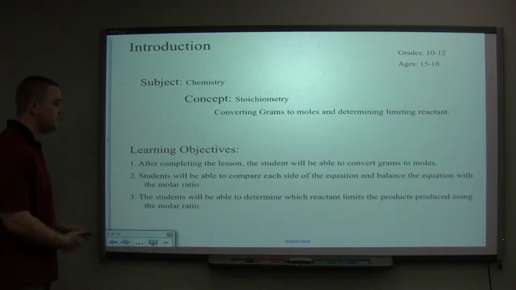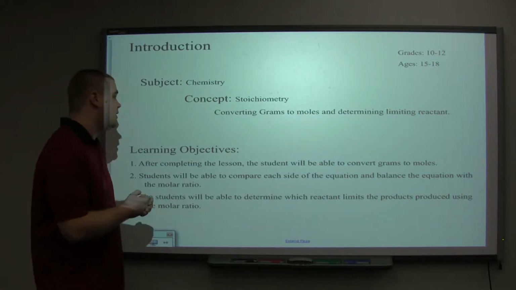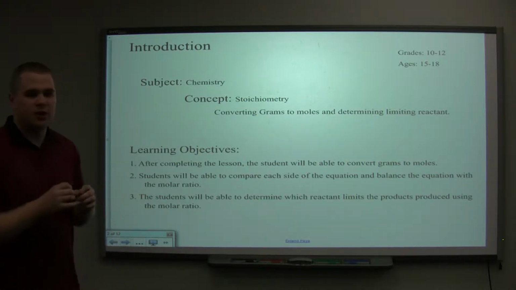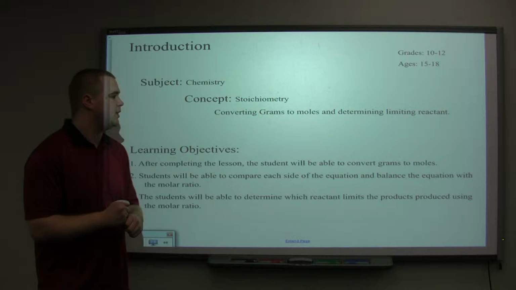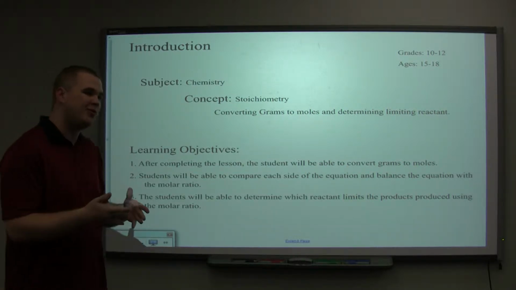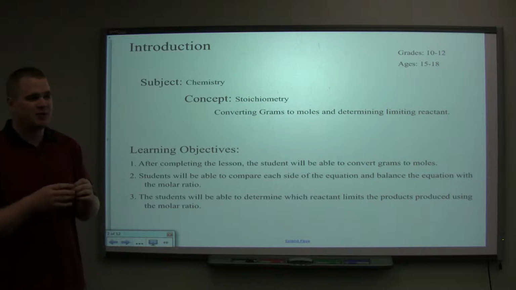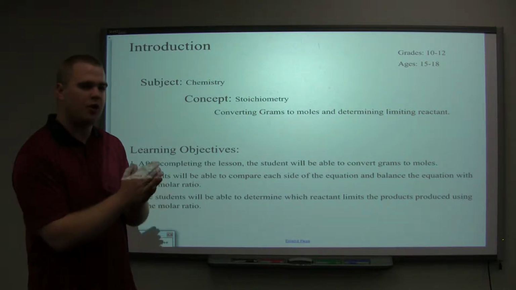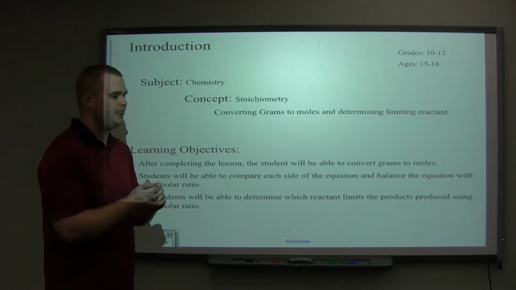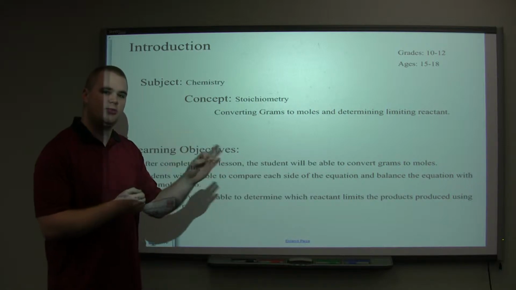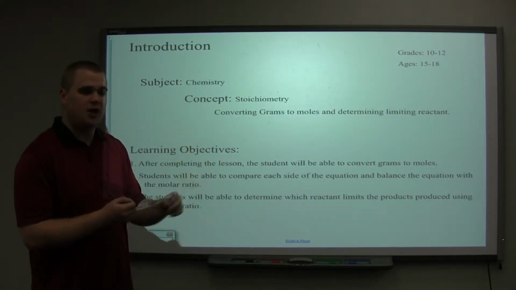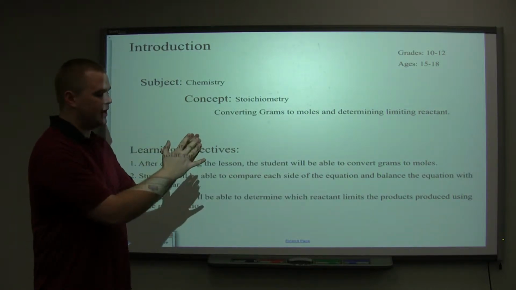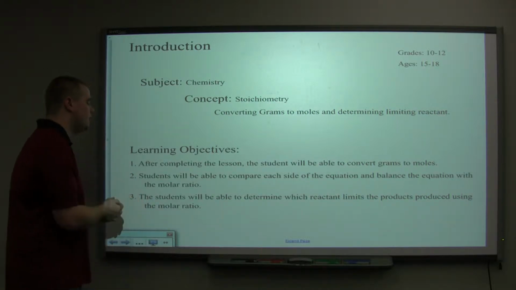So let's begin. What we're talking about is stoichiometry. Stoichiometry is converting grams to moles, atoms to moles. It is also determining which reactant is the limiting reactant. You might want to know what a limiting reactant is. Well, a limiting reactant is something that when the chemical reaction goes all the way to the right, no matter how far to the right it goes, you're always going to have some of another reactant left over, because one reactant does not have enough moles to take all the other reactant and make those products.